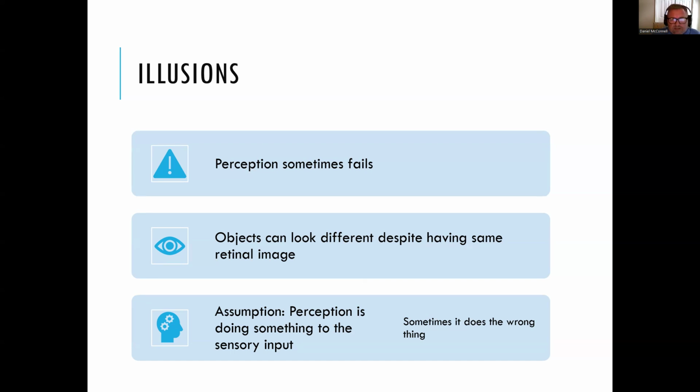Sometimes the idea is that things can look different despite having the same retinal image. That's what I wrote there, right? But that's what's going on with the checkerboard pattern, right? Square A and square B have the same retinal image, the same brightness values, the same receptor response, but at a perceptual level, they look different from each other, right? There are some other examples of this.